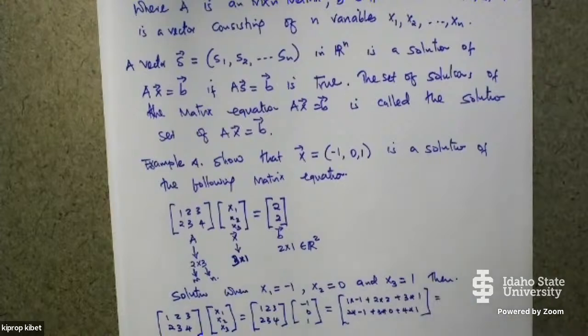And this should be equal to -1 plus 0 plus 3, and then the next one is -2 plus 0 plus 4. And finally, this equals 2 and 2. So it means that this is now the solution set for the following matrix equation.